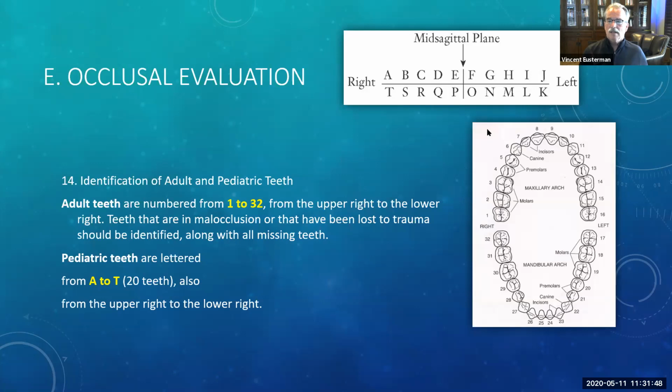Teeth numbering through the adults are 1 through 32. We have 32 adult teeth. Pediatric teeth are numbered A through T. And it always starts in the upper right, and then we march around to the lower right, same here in the adult dentition. So these are letters, these are numbers.